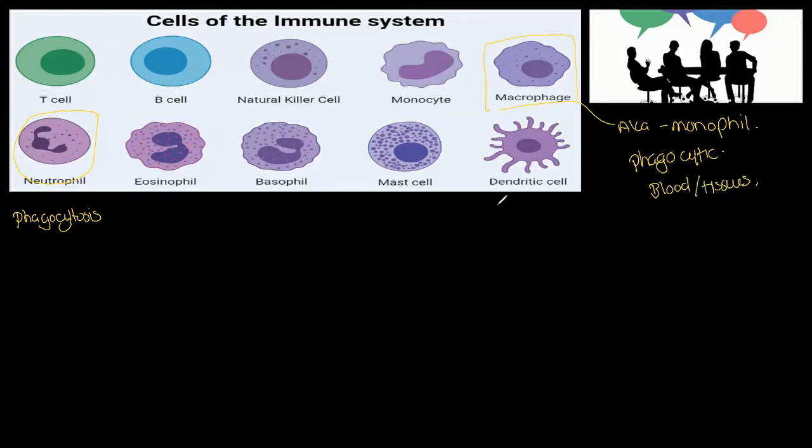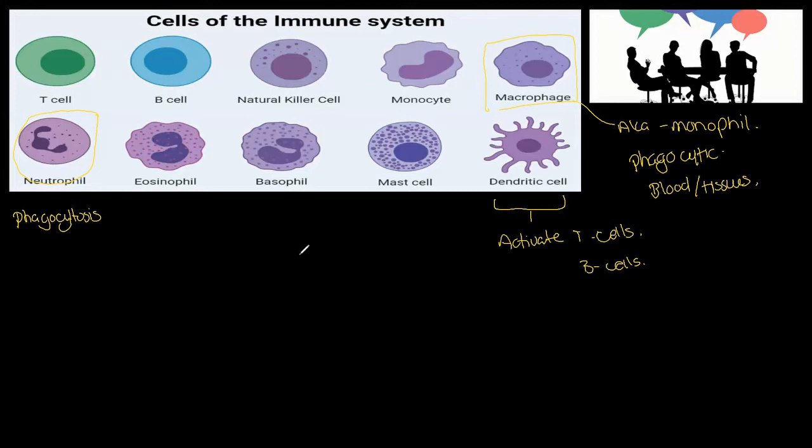Then we have our dendritic cells. These guys activate T cells. They also activate B cells. They are also phagocytic. And the B cells themselves form follicular dendritic cells.